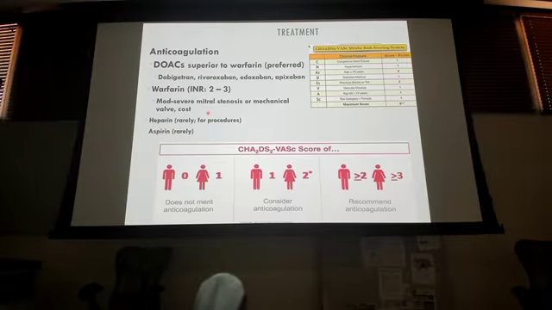Ma'am, yep. I'm sorry, just, the way that this is written on here, DOAC superior to warfarin preferred, does that mean that DOAC is preferred to warfarin? Preferred to warfarin, okay. Yes. Sure. So that's why I put this one first and then this one second. This is actually like in order.